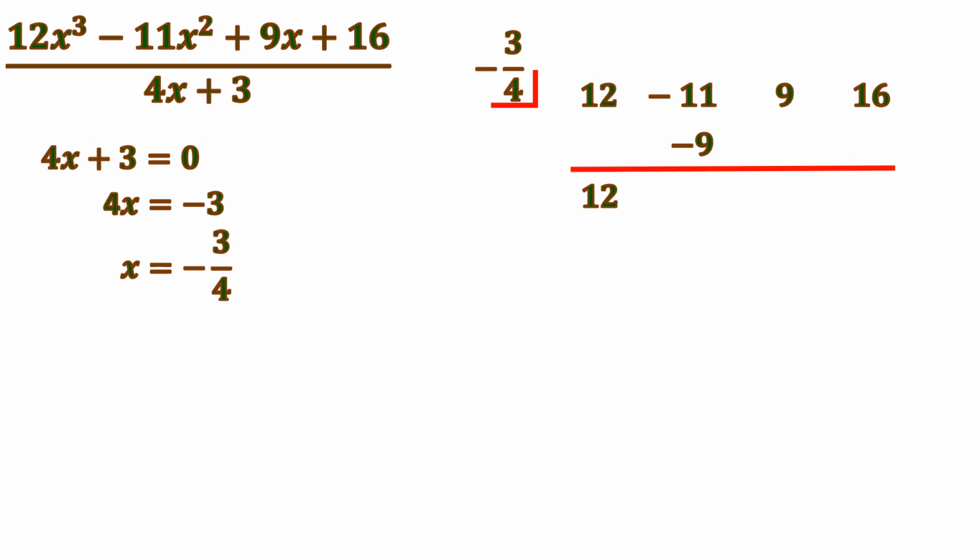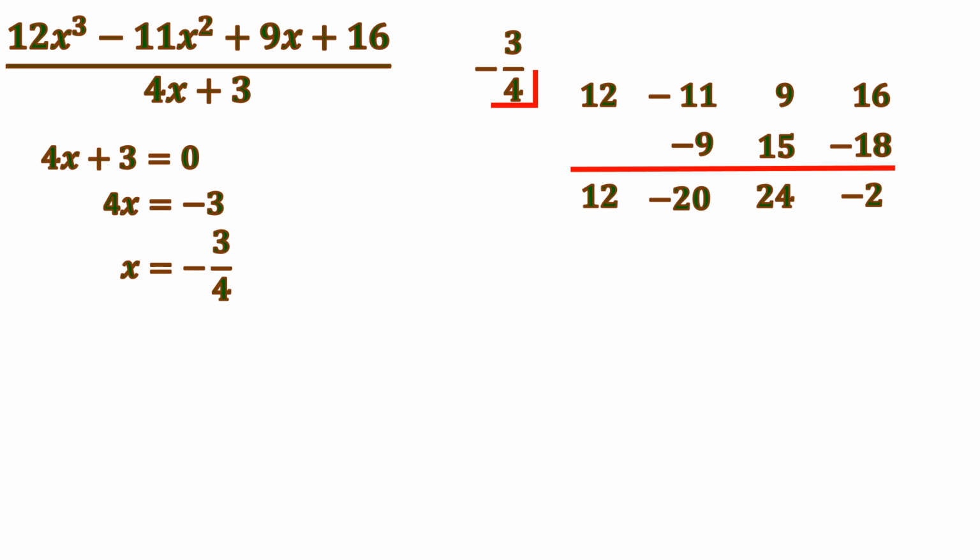Then let's combine negative 11 and negative 9. It will be negative 20. Then let's continue. Negative 3/4 times negative 20 is 15. 9 plus 15 is 24. Then multiply again. Negative 3/4 times 24 is negative 18. Then let's combine. It will be negative 2. So we have a remainder of negative 2.